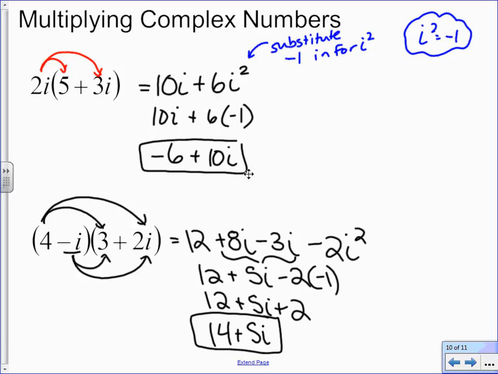Now, some of you who feel confident might not write all of those steps out. You might be able to, in your head, do negative 2 times negative 1 is plus 2 and immediately add that to 12. That's okay. So if you don't show all of those steps, that's okay. But if you're worried you might miss something, go ahead and write all the steps down.